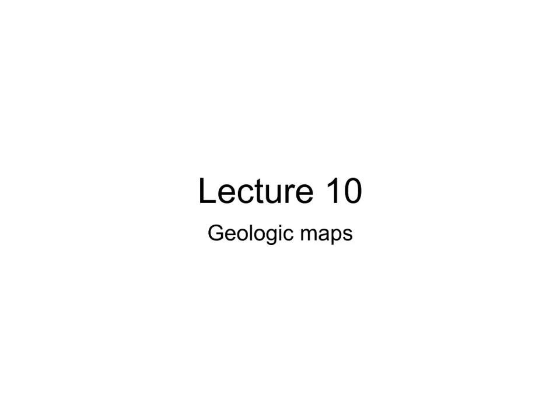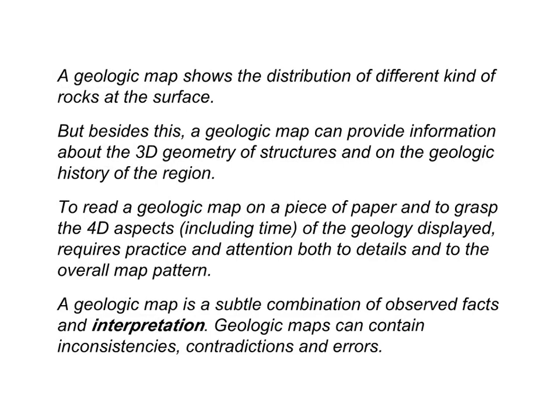Lecture 10, Geologic Maps. A geologic map shows the distribution of different kinds of rocks at the surface. But besides this, a geologic map provides information about the 3D geometry of structures and the geologic history of the region. To read a geologic map on a piece of paper and to grasp the 4D aspects of the geology displayed requires practice and attention both to details and to the overall map pattern.